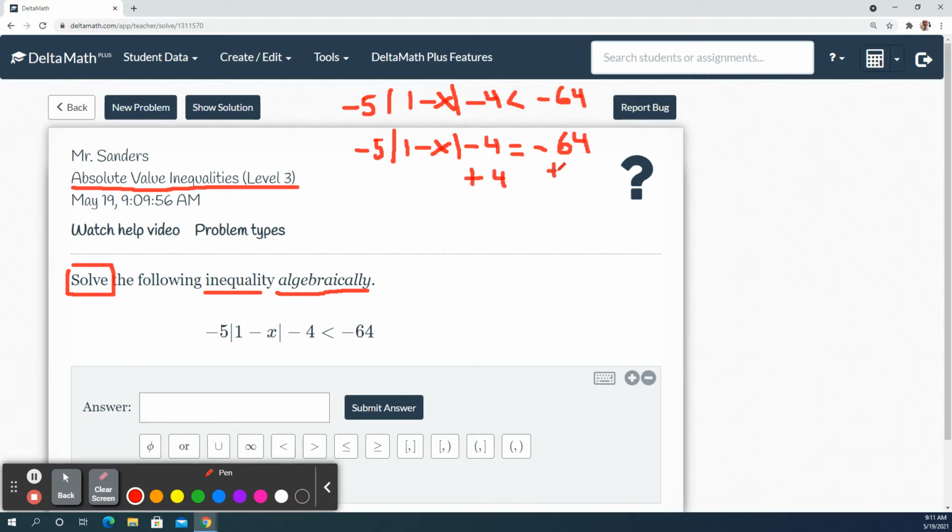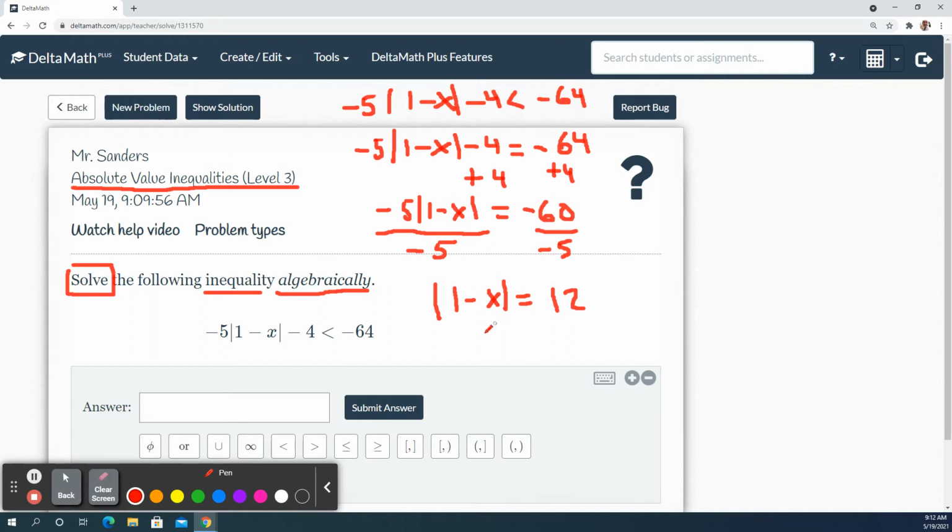Solve for the absolute value. -60. Now I'm dividing by a -5 here. If I had kept my inequality symbol, remember, if you divide or multiply by a negative, that flips the inequality. So this is where it would flip it and make it into an outside region function. If everything's done correctly, it should be on the outer regions and skip the middle. But let's go ahead and continue on. We now have the absolute value of 1 minus x equals +12.